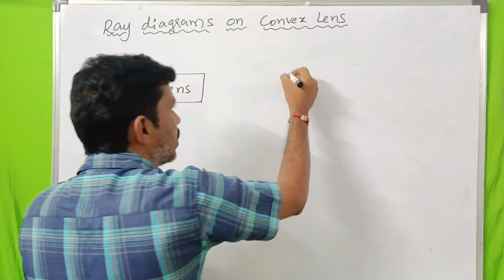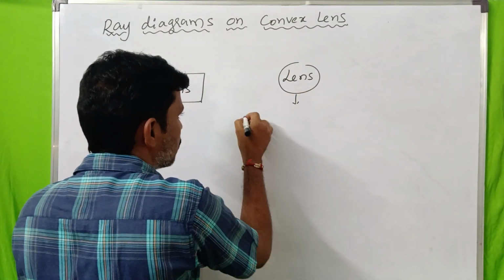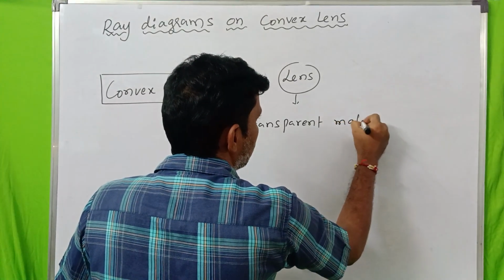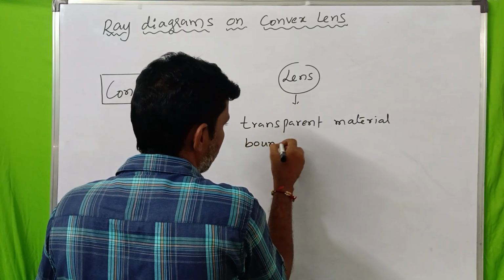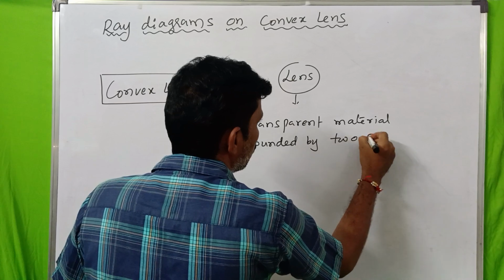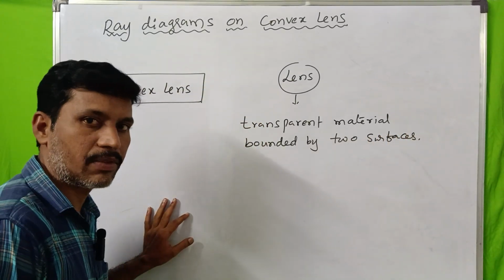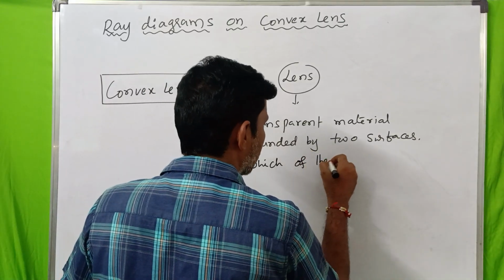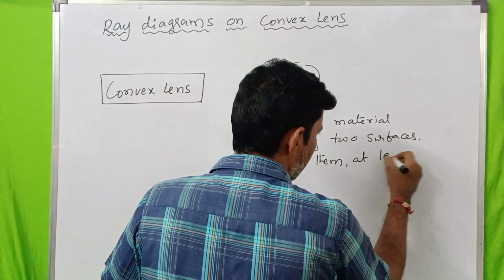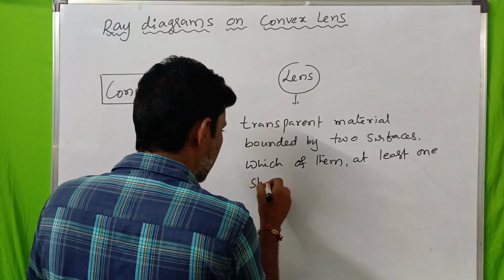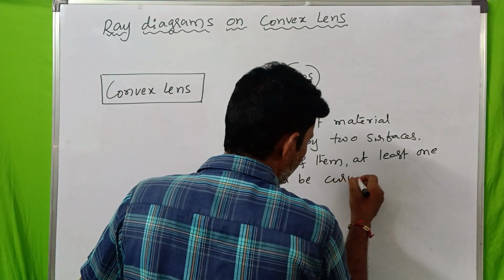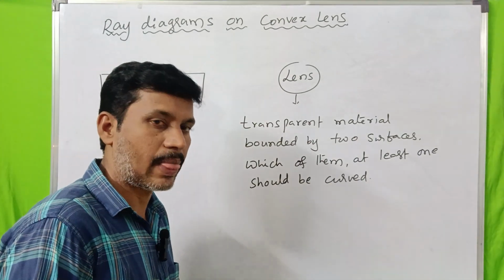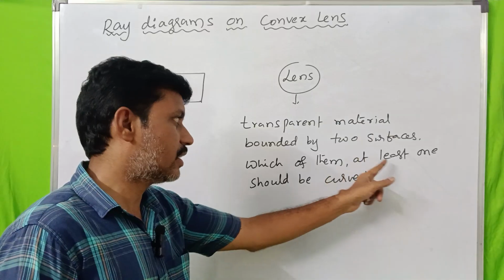Now, before going to that, what is meant by lens? Lens is a transparent material bounded by two surfaces, in which at least one should be curved. If it is a transparent material bounded by two surfaces, in those two surfaces at least one should be curved.